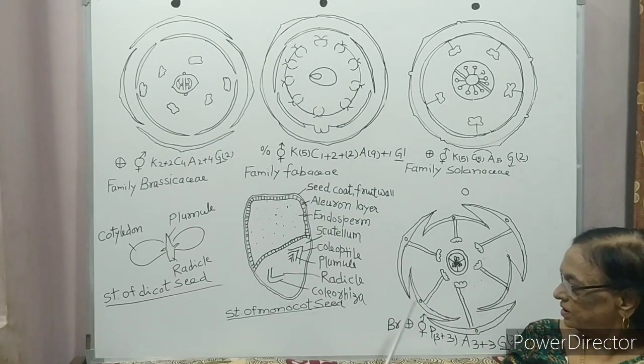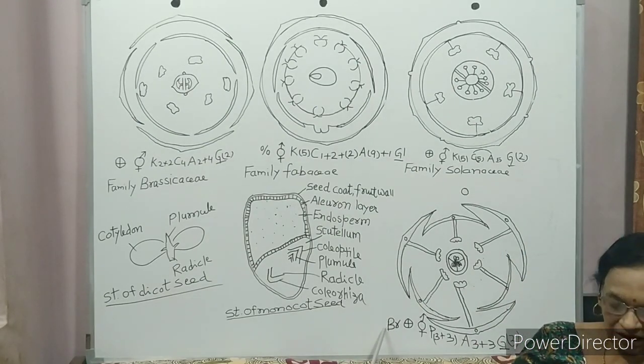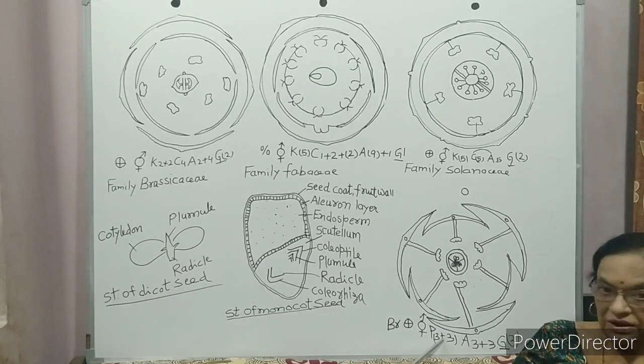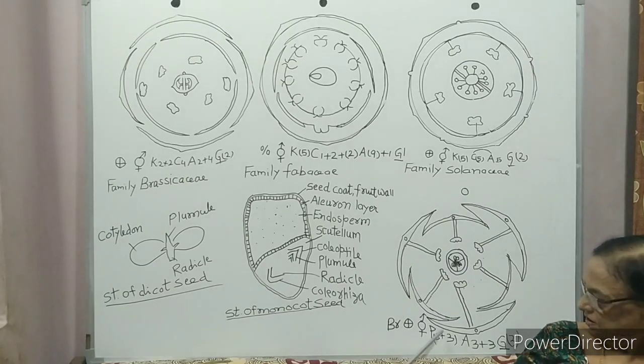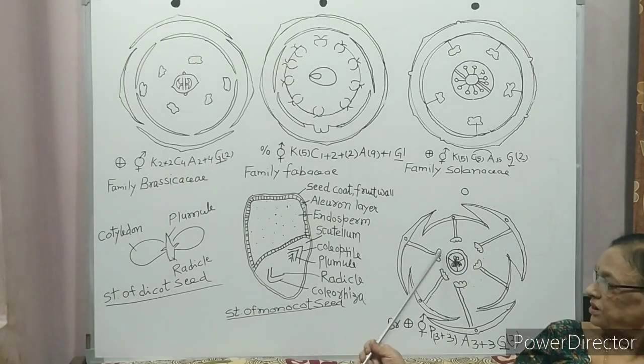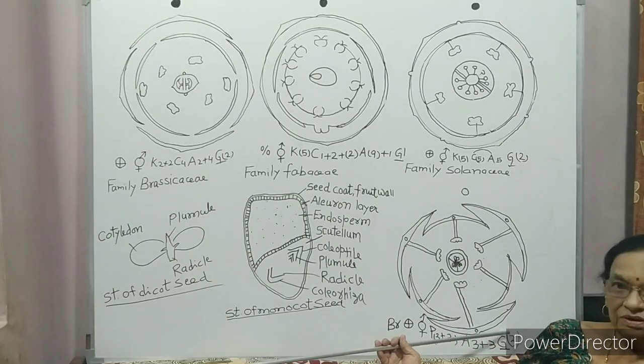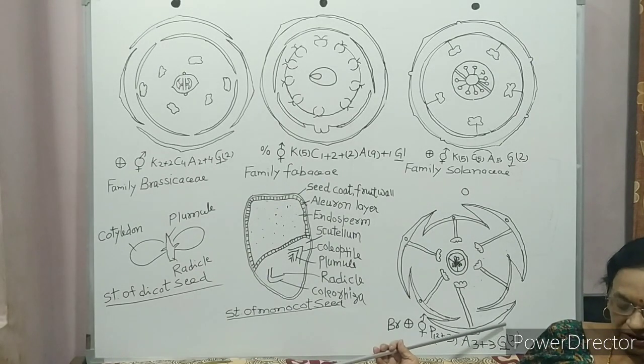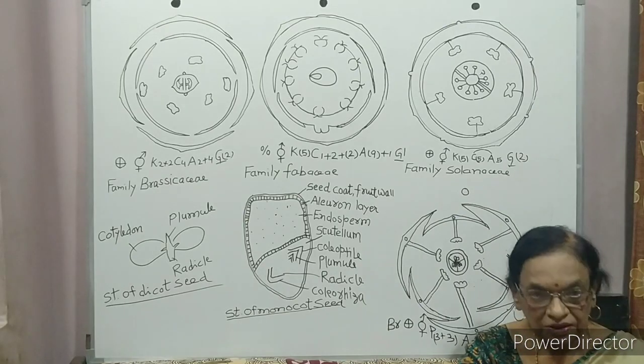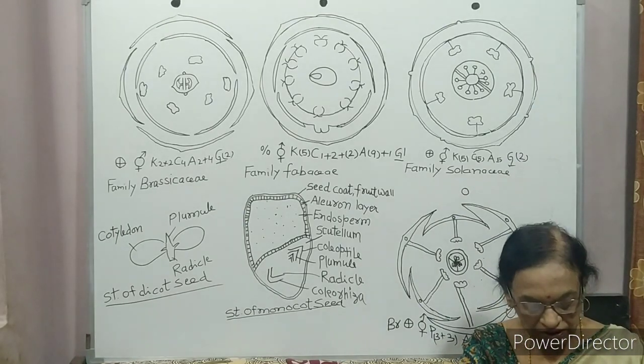Floral formula: bracteate, having bract. Actinomorphic, bisexual. Perianth 3+3. Androecium 3+3, 6. And gynoecium tricarpellary, syncarpous, superior ovary.